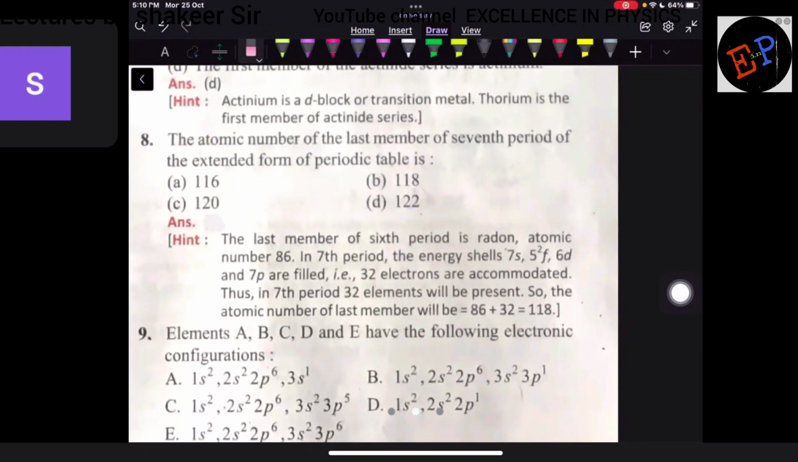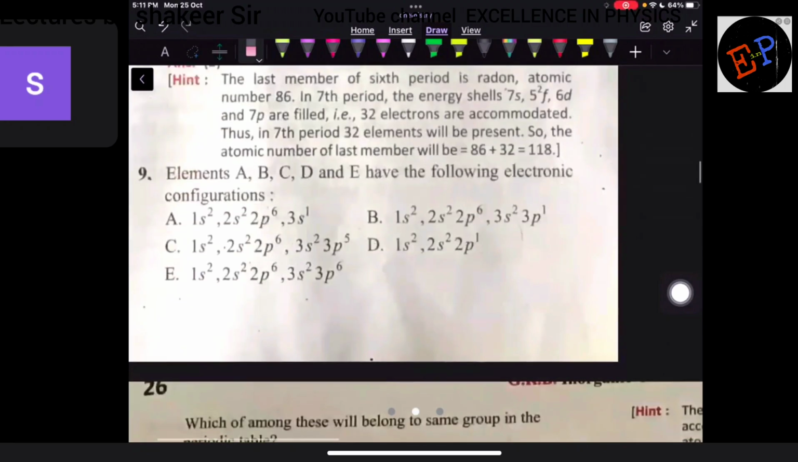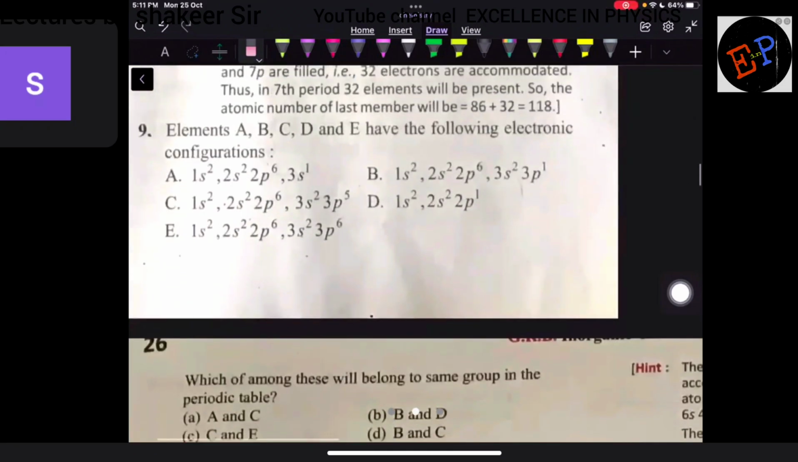The atomic number of the last member of the seventh period of the extended form of the periodic table is 118 only. Are you able to understand? In the seventh period, the last element is oganesson, and it belongs to the inert gas family. So therefore, 118 is the element. Okay. Next.